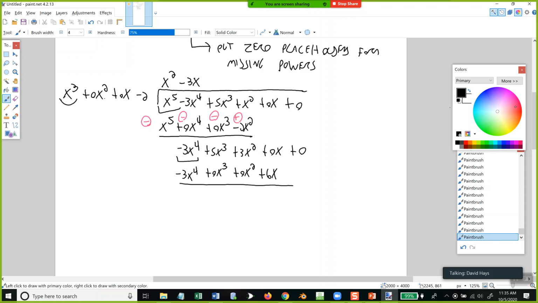We're going to subtract that line, which means flip signs. Plus, minus, minus, minus. Negative 3x to the fourth plus 3x to the fourth drops away. 5x to the third minus 0x to the third is 5x to the third. 3x squared minus 0x squared is 3x squared. 0x minus 6x is negative 6x, and then I'll bring it down to 0.